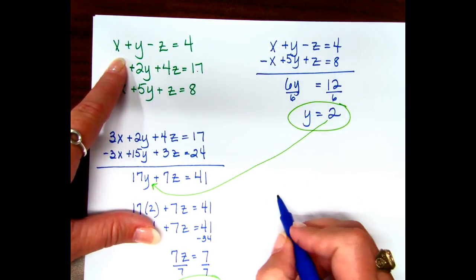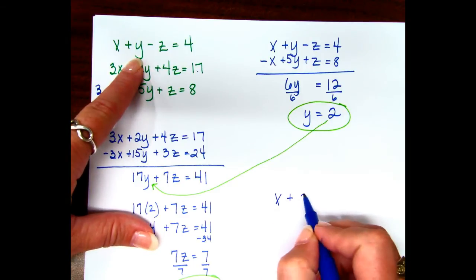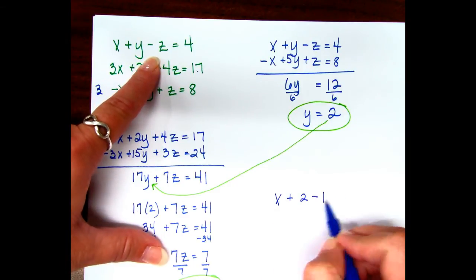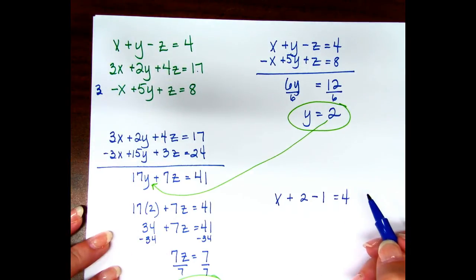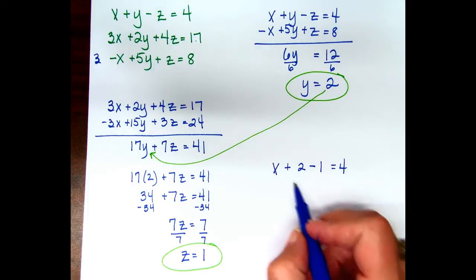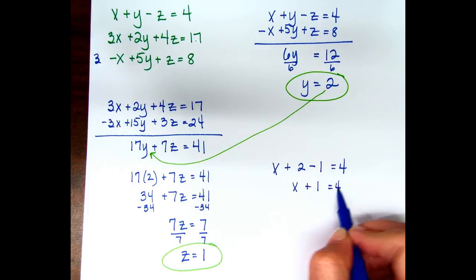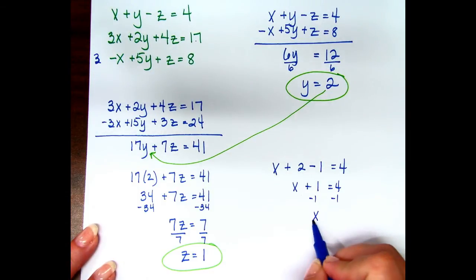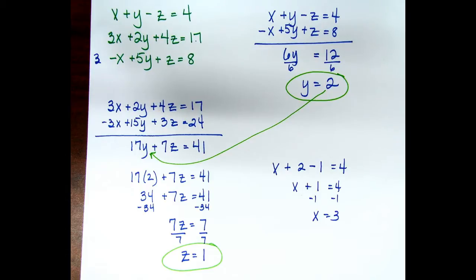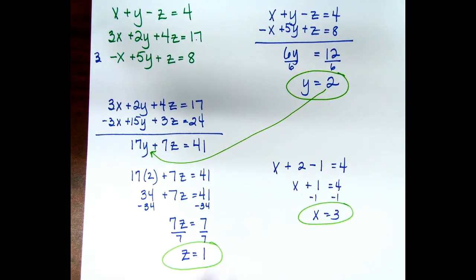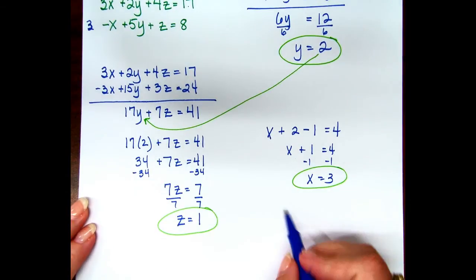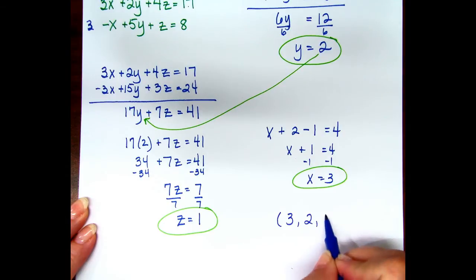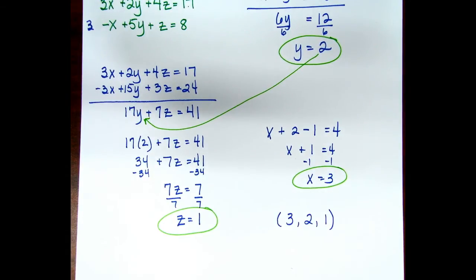So I'm going to take it down here. X plus 2 minus 1 equals 4, because I'm just plugging in what I know, right? So x plus 1 equals 4. So x equals 3. X, y, z. What is my answer? 3, 2, 1, blast off. Okay? Any questions?